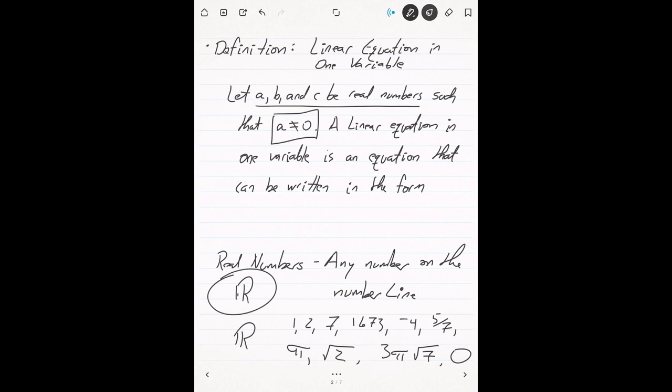So we're going to define a linear equation in one variable as an equation that can be written in the form ax plus b equals c. What we mean here is that a linear equation needs to be able to be written as some number times the variable x plus some other number equals a number. Okay, that's kind of weird to say. So let's try to make some examples. Let's actually put some examples together of what a linear equation in a single variable might look like.